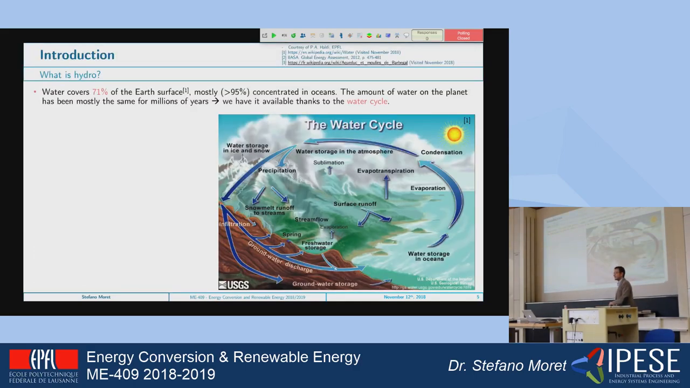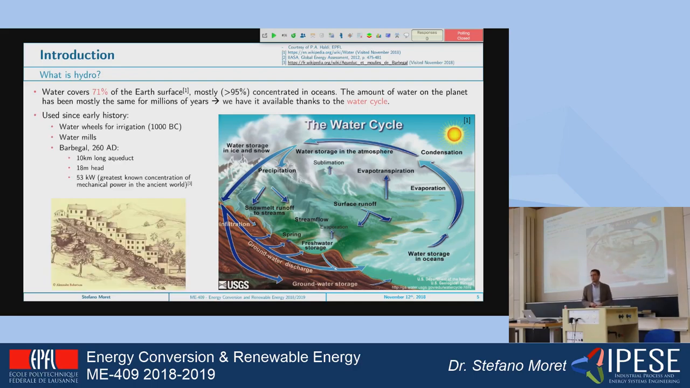So again, some basics. Hydro, as wind, ultimately comes from the sun. It's solar energy that causes the oceans. Water is mostly concentrated in oceans. Solar energy with heat causes evaporation of the water. Wind, which is again caused by the sun, brings the clouds over the land. And this gives us the precipitation, which gives us the potential energy we need to harvest hydro.